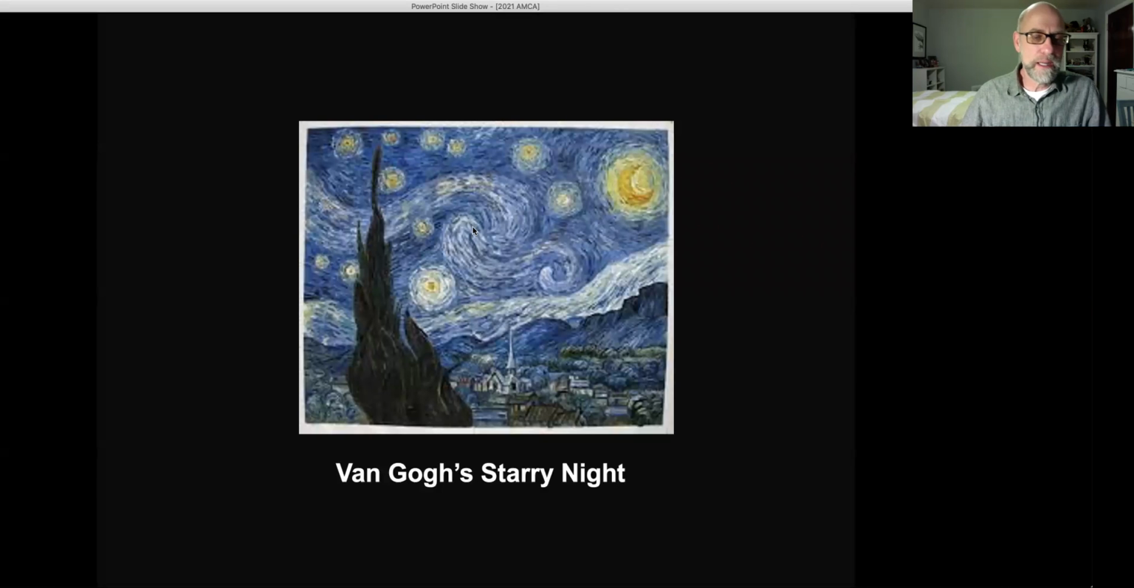And Van Gogh recognized this atmospheric turbulence, as you can see in his famous painting Starry Night.